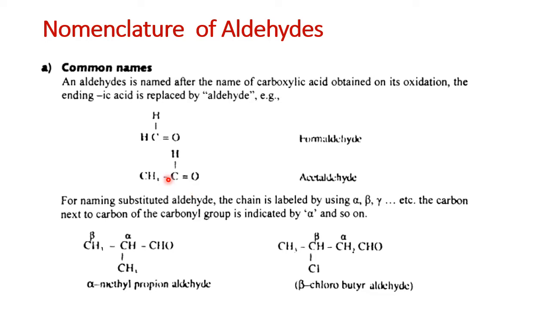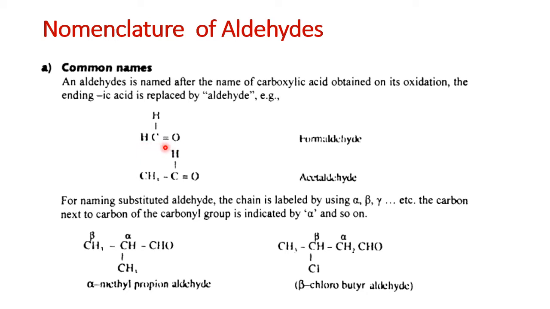Nomenclature: we know that we have various kinds of naming, the common names as well as the IUPAC names. We use the word aldehyde after the name of the carbon atoms. This is the simplest aldehyde, C double bond O and H. This is the formyl group, and it has another hydrogen. This is the simplest aldehyde, called formaldehyde.